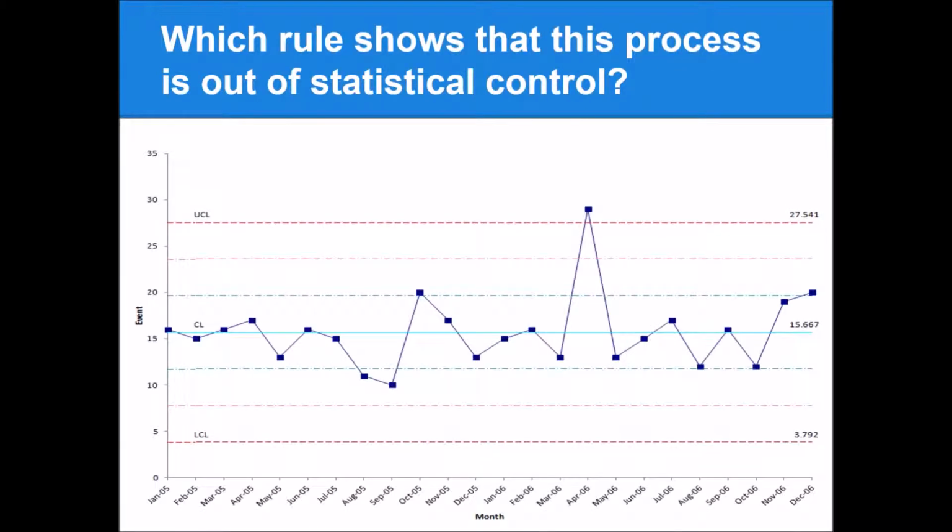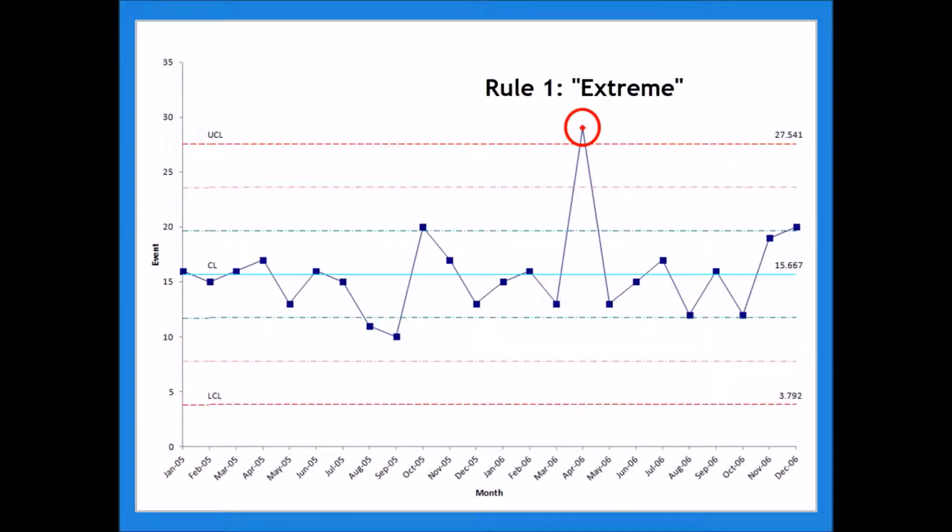So look at this dataset. Which of the rules we talked about shows that this process is out of statistical control? If you said rule number 1, extreme, you're right. This one's pretty easy. You can see that there's a point that clearly falls outside of 3 standard deviations of the mean. There's something funny going on there.